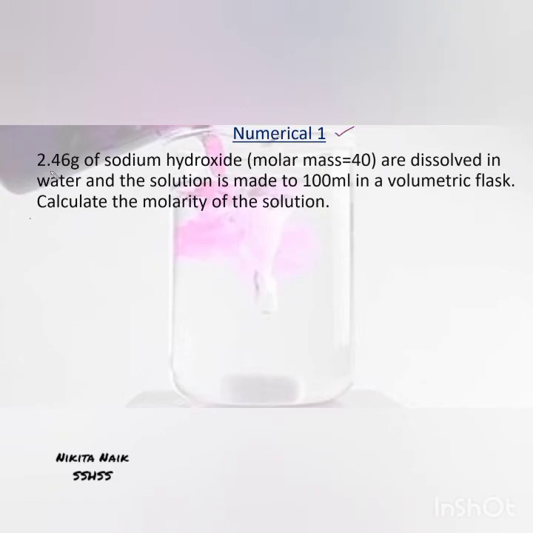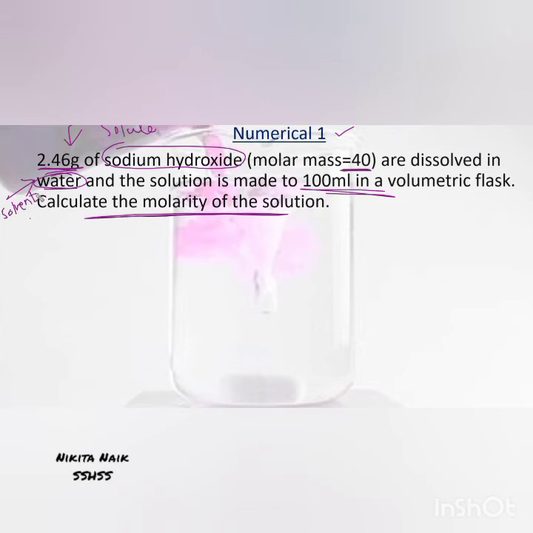Numerical 1. 2.46 gram of sodium hydroxide, molar mass is 40, are dissolved in water and the solution is made to 100 ml in the volumetric flask. What we need to calculate is the molarity of the solution. So first thing is, we know which is our solute. Solute is sodium hydroxide, and our solvent is water. Together it is making a solution.